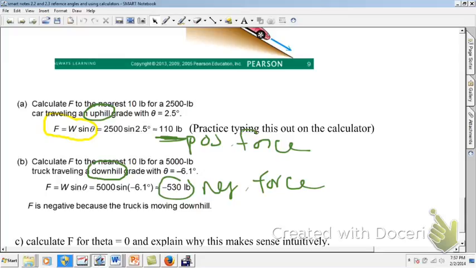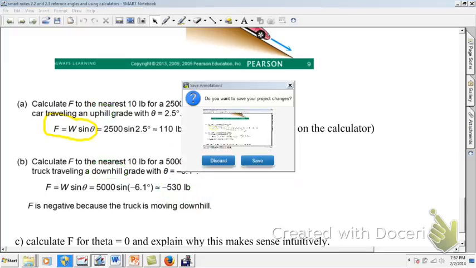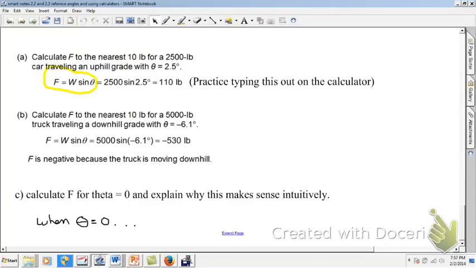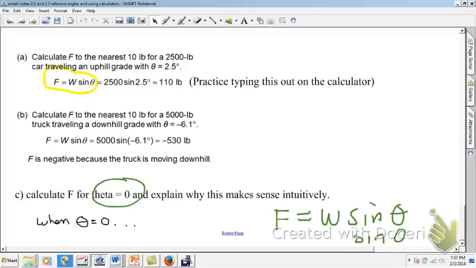And something to chew on. Take a look at this last one. Calculate F for theta equals 0 and explain why this makes sense intuitively. Well, let's just do that together. So F equals W sine theta, right? But the thing is, if theta equals 0, well, what is sine of 0? 0. So it doesn't matter what the weight of that automobile is or that item is, force is going to be 0.